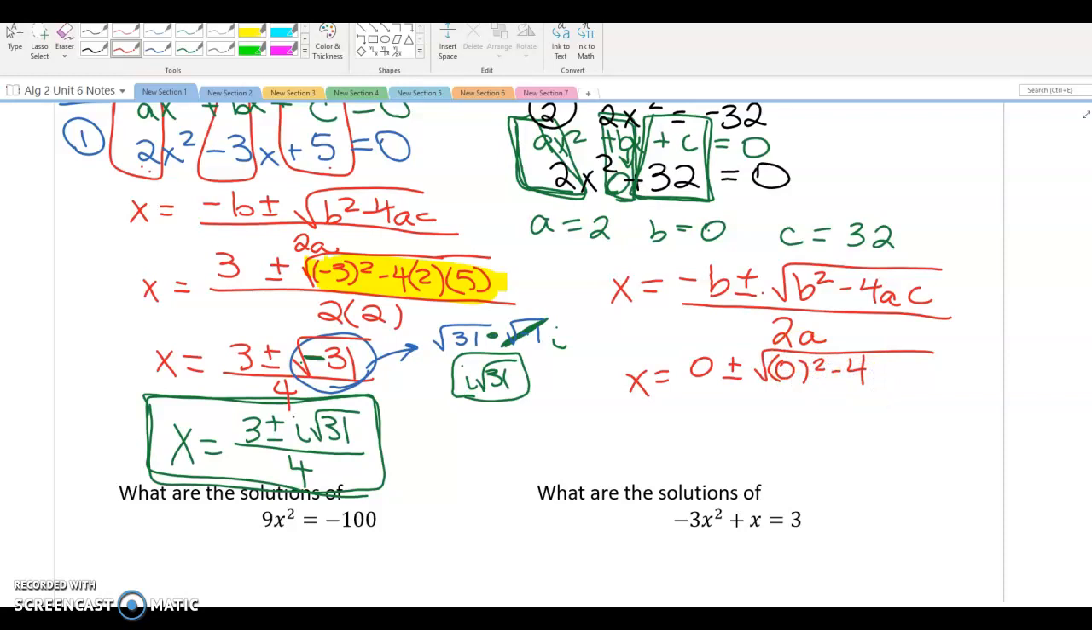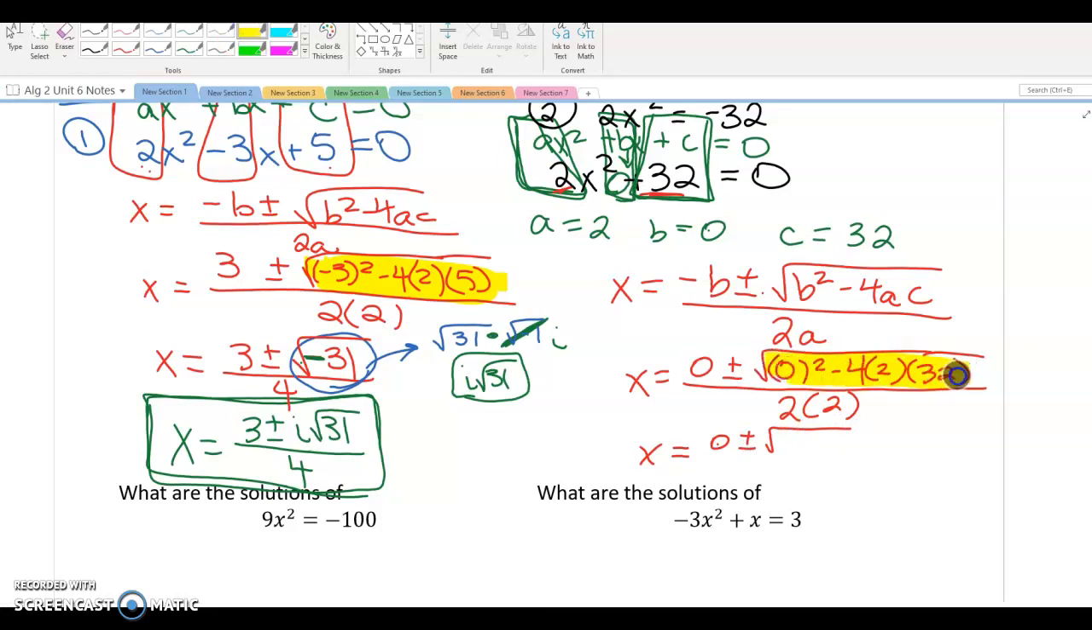what's a? 2 times c is 32. And now all over 2a, which is 2 times 2. And now we reduce. So x equals 0 plus or minus the square root. And now we're going to put that whole part into the calculator.